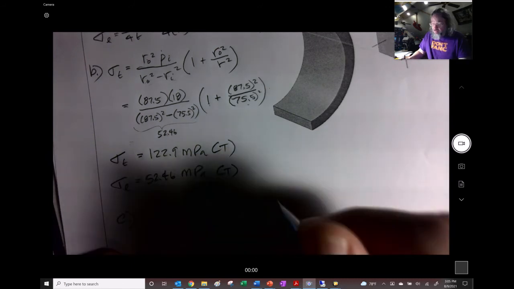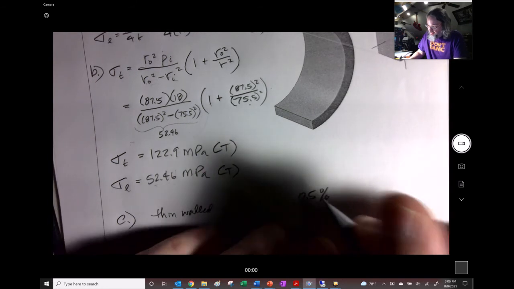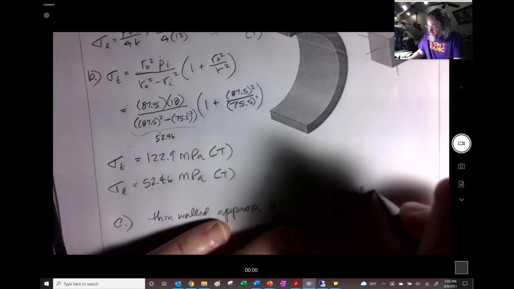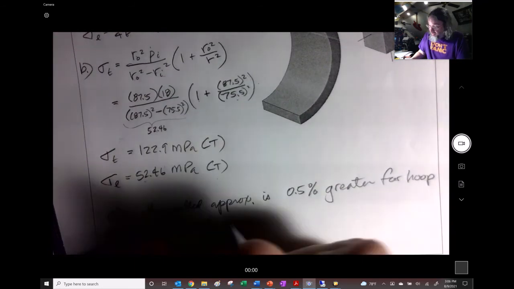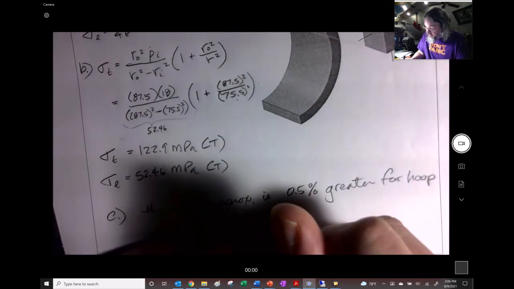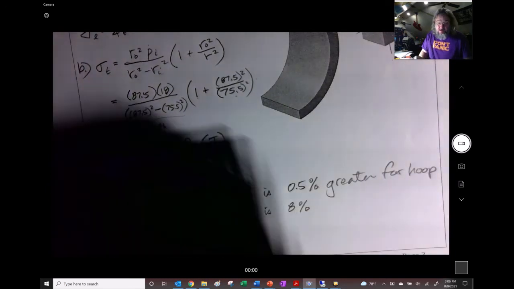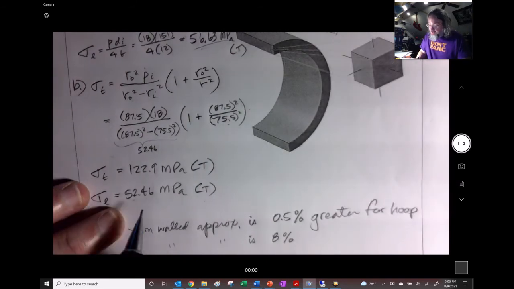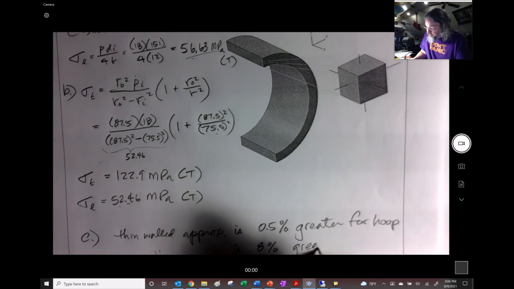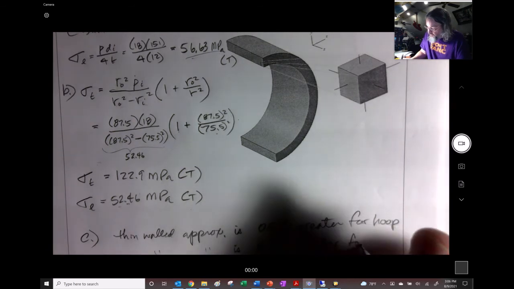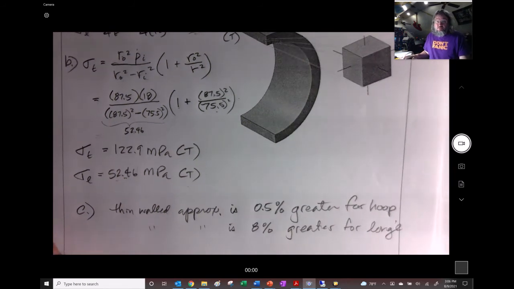So the part C of this, as we would see, is that the thin-walled approximation is 0.5% greater for hoop, and that for longitudinal is 8% greater. The word longitudinal is apparently too long to write.